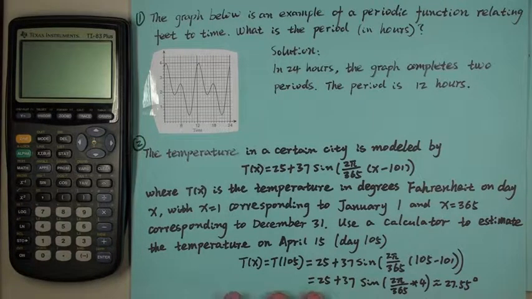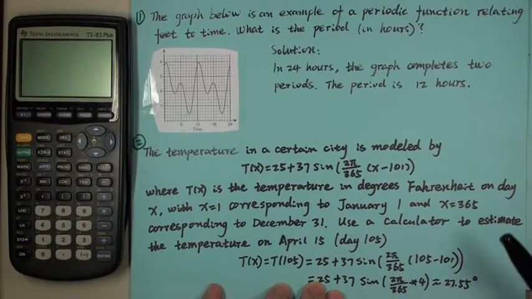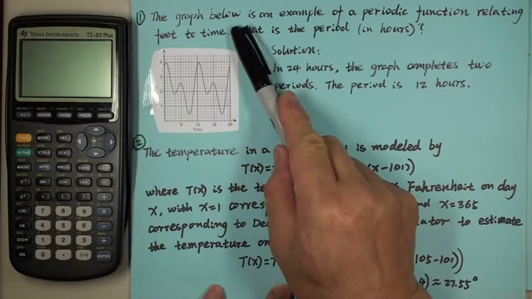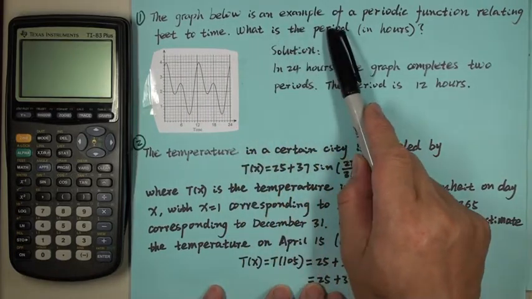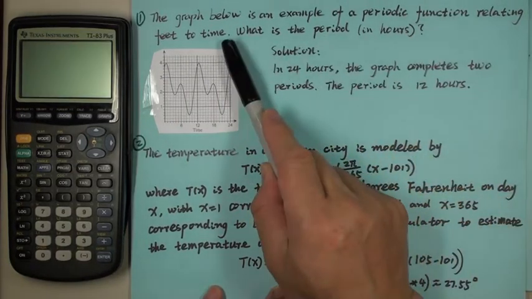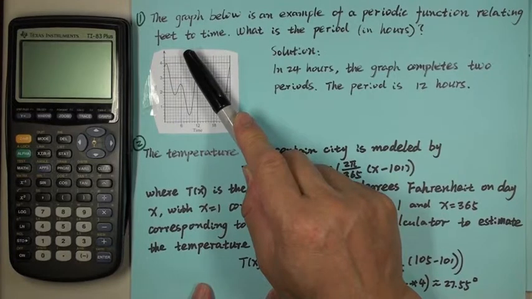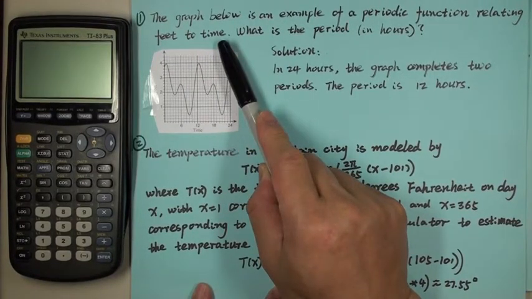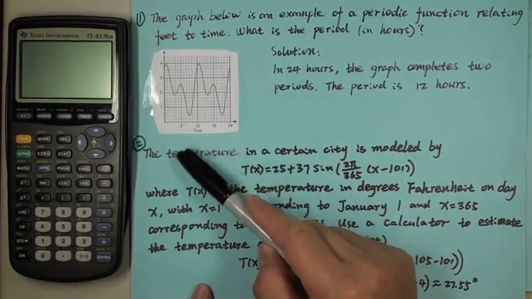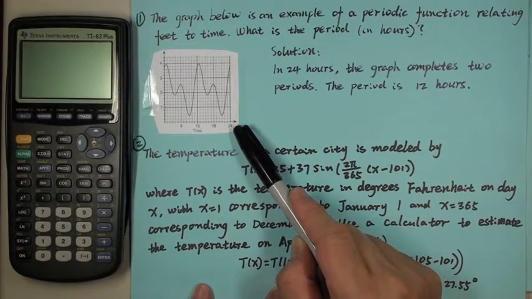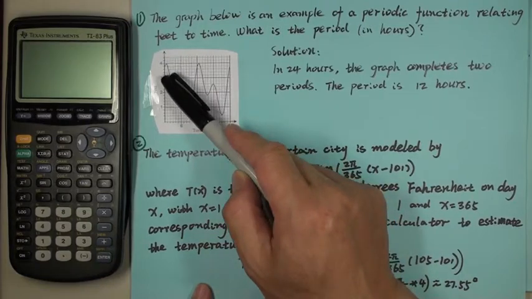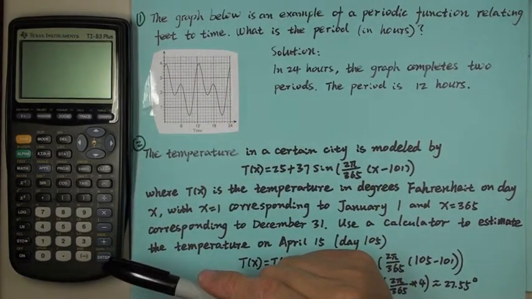In this lecture, we'll look at a few examples. The first one is the one right here. The graph below is an example of a periodic function relating to feet and time, the length and then the time. The horizontal axis is the time from 0 to 12 hours to 24 hours. The x-axis is time, the y-axis is the length.